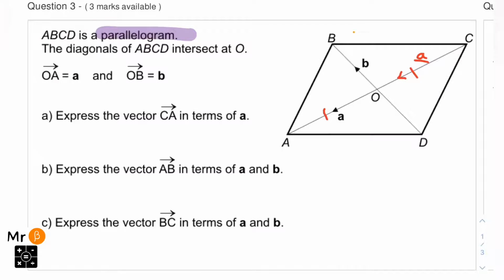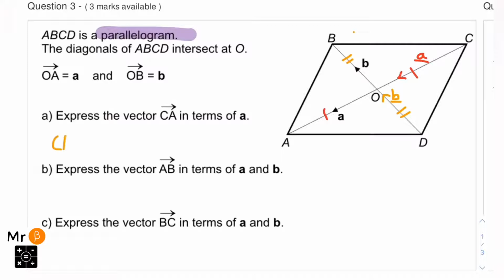Similarly, for our other diagonal, we know that because O to B is this vector B, then D to O must also be this vector B, because it is the same size and has the same gradient, because they're both on the straight line. So we can label that in as vector B. Once we've completed that, we've got all the information which now allow us to answer this question.